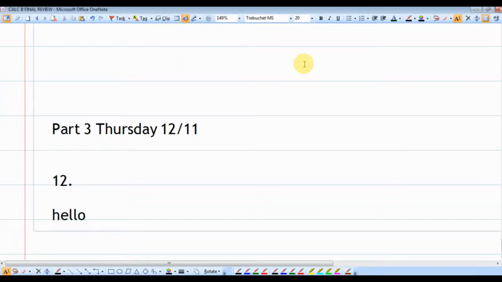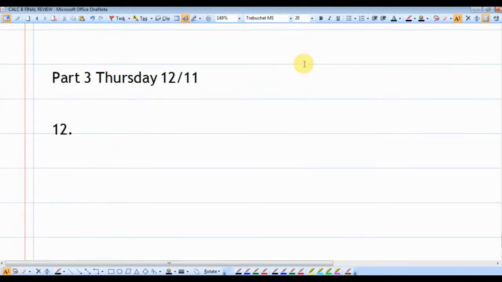Okay, 12, we have a right circular cone, volume given by 1/3 pi r squared h. For this particular cone, the height is equal to 8/5 of the radius.